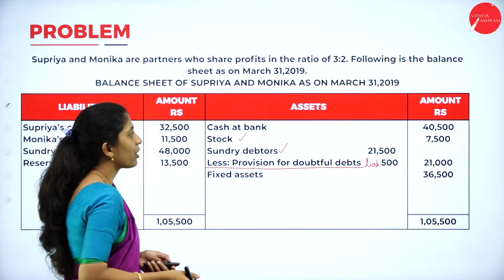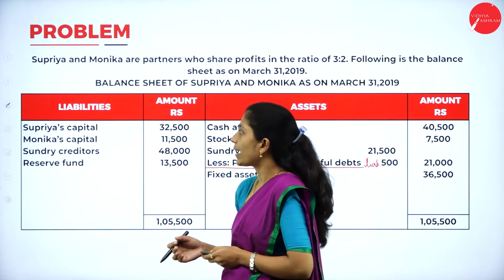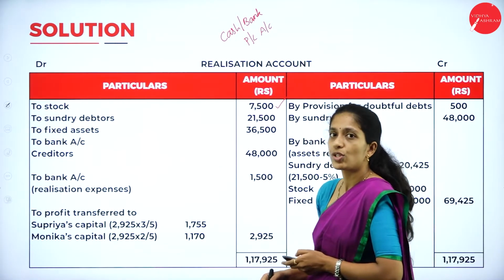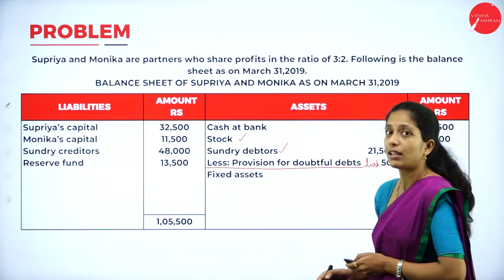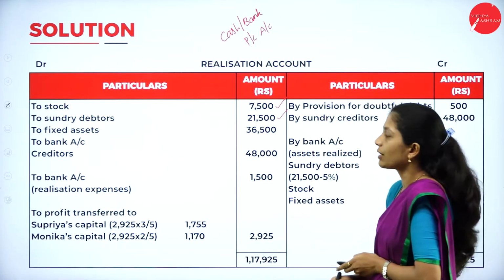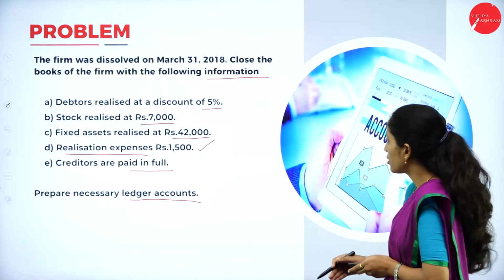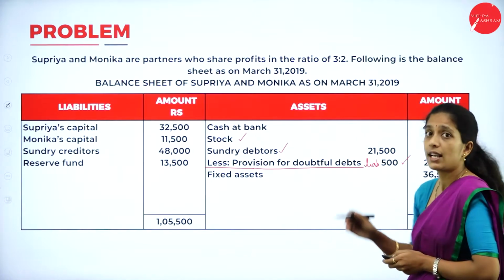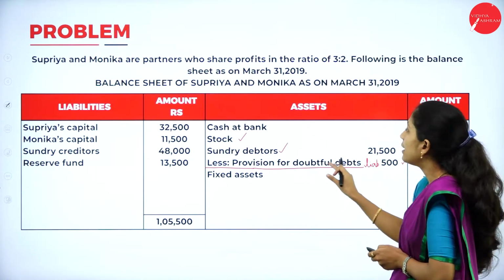So first we will record the stock. That is 7,500. Stock 7,500. Which is the next one? We are having sundry debtors 21,500. So we will take this 21,500. Immediately we will transfer the provision. So what is the provision? Less provision for doubtful debts 500. So immediately transfer to the credit side because it's a liability.